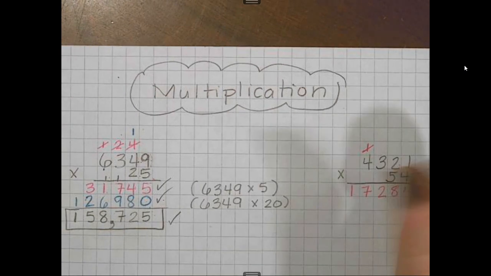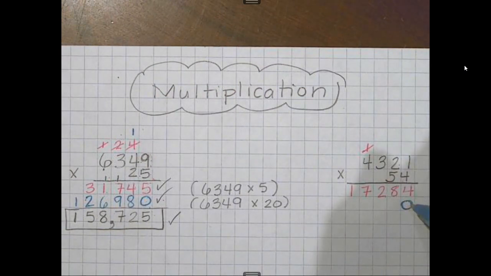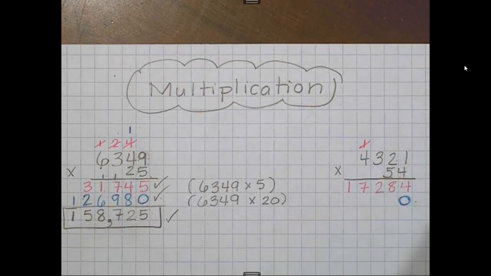So I'm going to put a 0 down. This has to always be in the ones place on your second row of partial products, or your answer will not be right, because we're not multiplying by 5. We're really multiplying by 50. That value is 50.